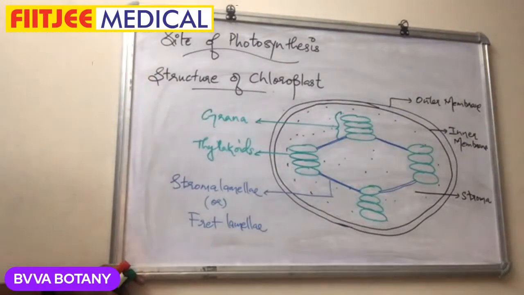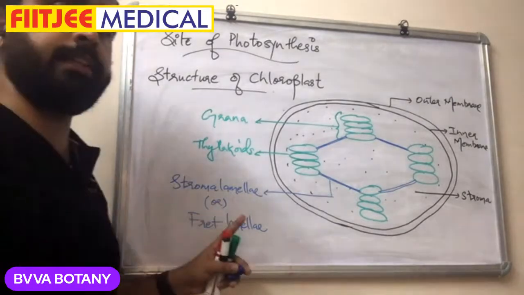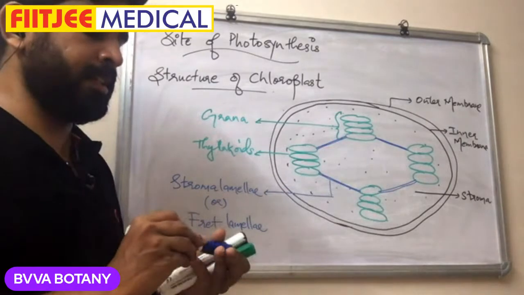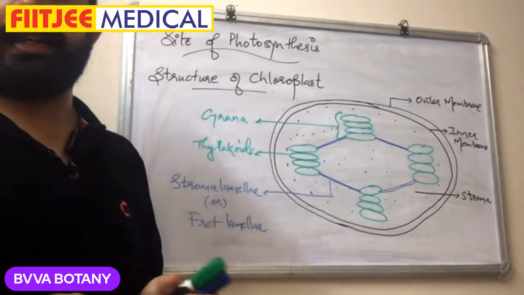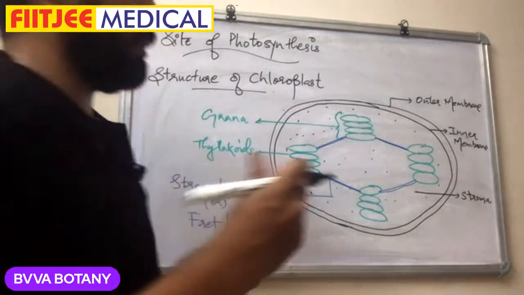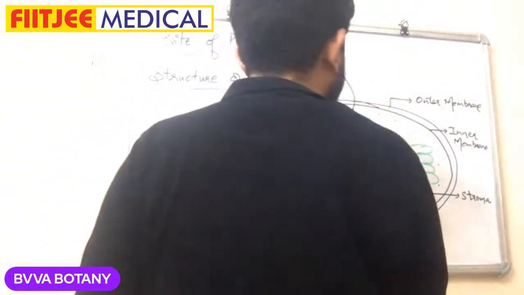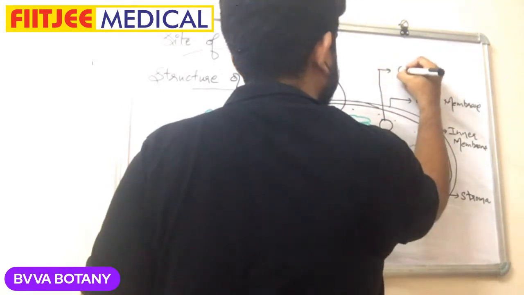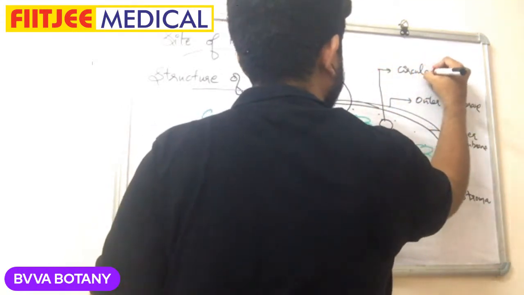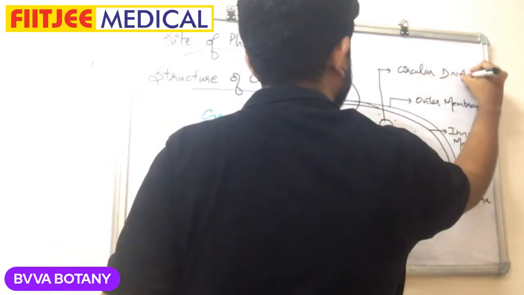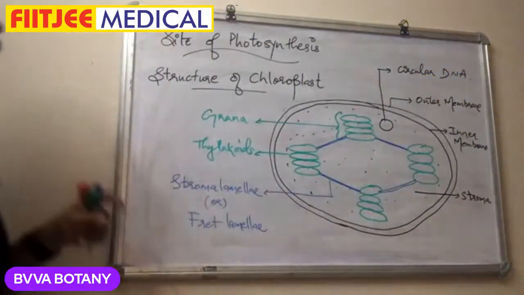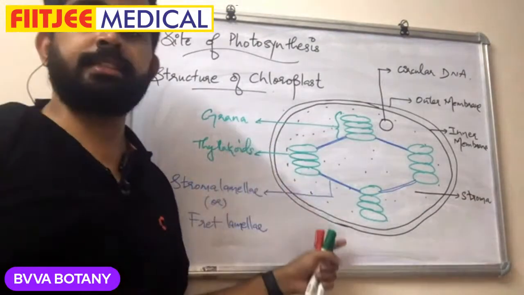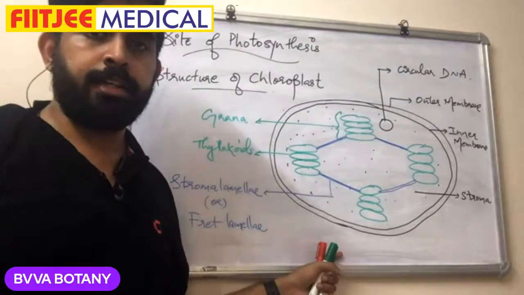Stroma lamellae. Now, within the stroma there is also a circular DNA, which we call plasmid. Due to the presence of DNA in the chloroplast, we say that the chloroplast is a semi-autonomous organelle.